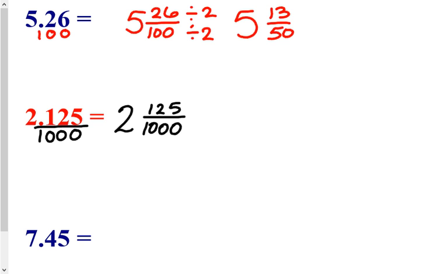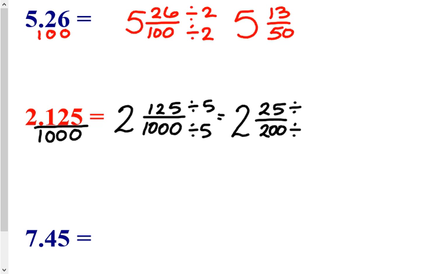Now you might be saying, ooh, that's going to be hard to simplify. Well, maybe, maybe not. There are lots of numbers that go into both 125 and 1,000. 5 might be the easiest one for you to think of. If I were to divide those both by 5, I'm going to get 2 and 25/200ths. 25 and 200 can still both be divided by 5. They could also be divided by 25. And when I do that, I'm going to get 2 and 1/8. So 2 and 125 thousandths equals 2 and 1/8.